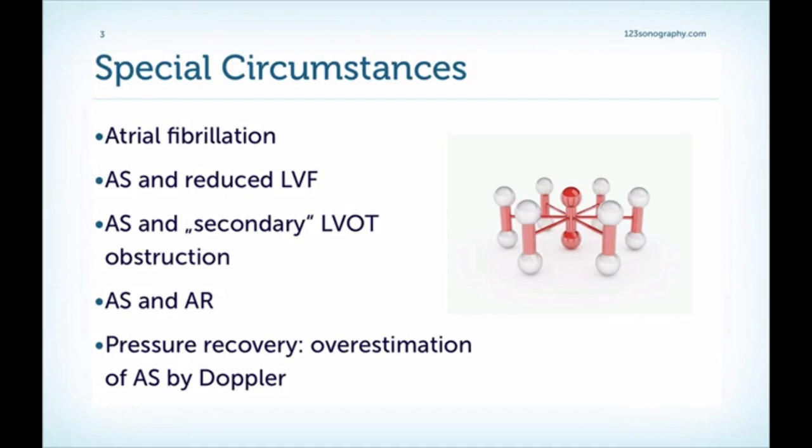Some special circumstances to consider in aortic stenosis that we are going to look at are especially atrial fibrillation and arrhythmias, aortic stenosis and reduced left ventricular function. What do we do if we have secondary LVOT obstruction, aortic stenosis and aortic regurgitation, and the phenomenon of pressure recovery, which can lead to overestimation of aortic stenosis by Doppler.